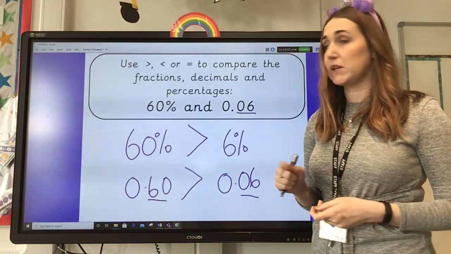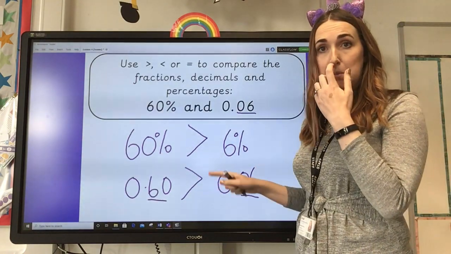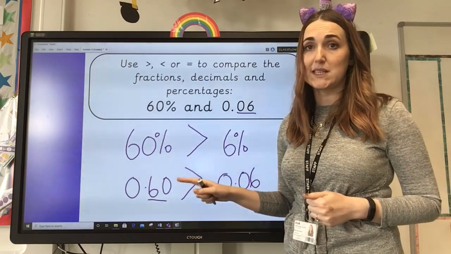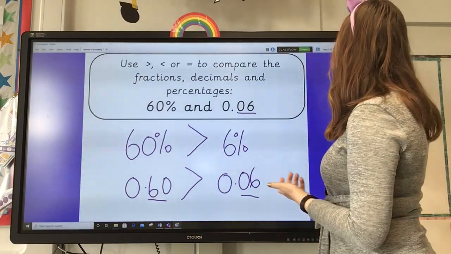So on those first couple of questions, that's what I want you to do: put the symbol between them to show me which one is bigger or whether they are equal.